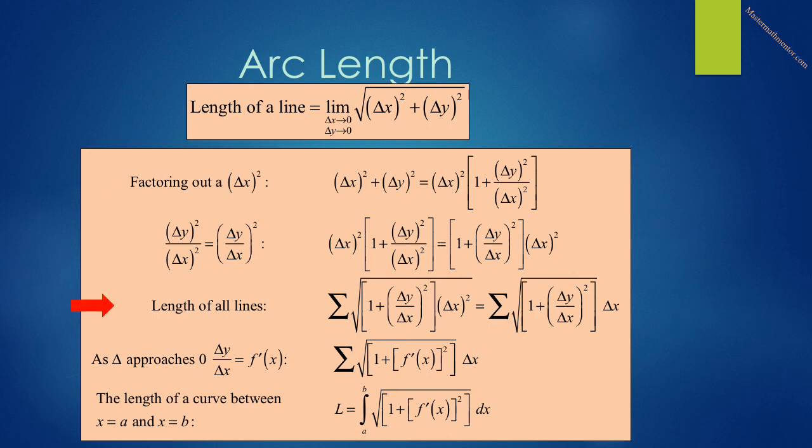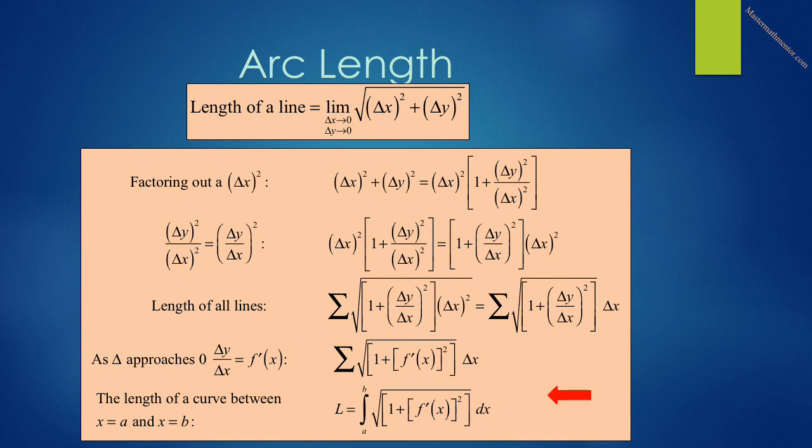So the length of our chord is simply the square root of that expression. And therefore, if we want all of those lines added up, it would be the summation of the square root of the quantity 1 plus (delta y over delta x) squared, times delta x squared. Now this next step is tricky. That is equal to the summation of the square root of 1 plus (delta y over delta x) squared times delta x. Notice that the delta x is now outside the radical sign.